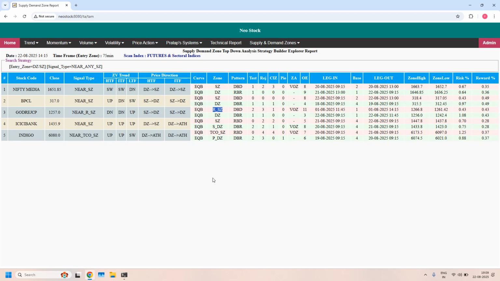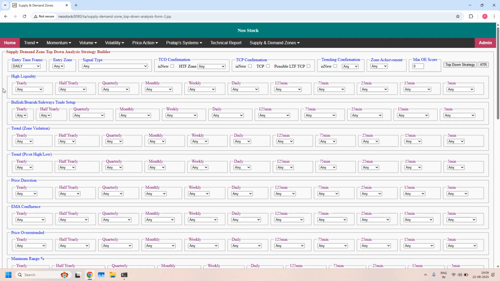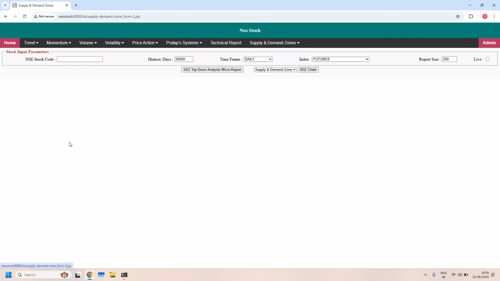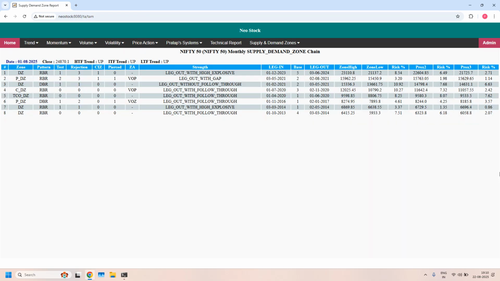So this is about high liquidity zone identification from stocks near daily demand and supply zones, and also 75 minutes demand and supply zones. So next reports are about NIFTY and BANKNIFTY supply demand zone chain generation for different time frames. Okay, starting with NIFTY, monthly time frame, generating monthly supply demand zone chain for NIFTY. Okay, this is the NIFTY monthly supply demand zone chain report.